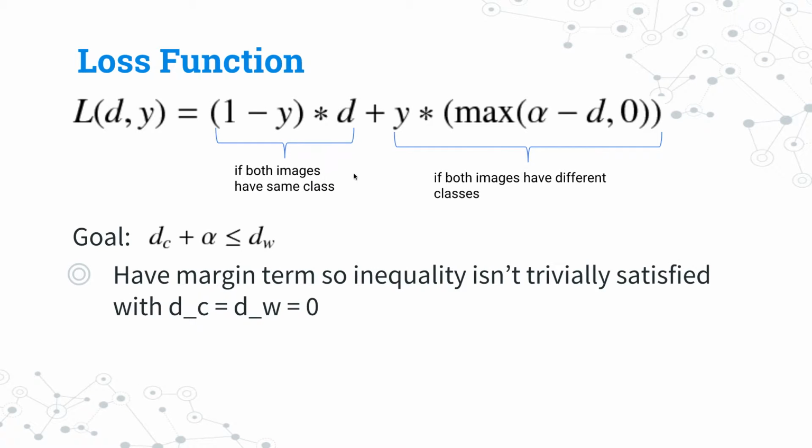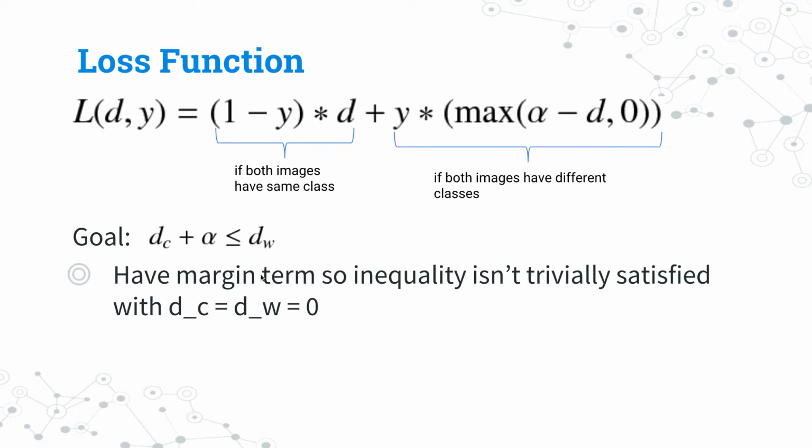So before we go over what this loss function means, our goal, let's say DC over here is the difference between two images in their feature space if they're both the same class. And DW is if they're both different classes. We ideally want the difference between images in the same class to be smaller than between images of different classes, right? So DC will be less than or equal to DW, right?